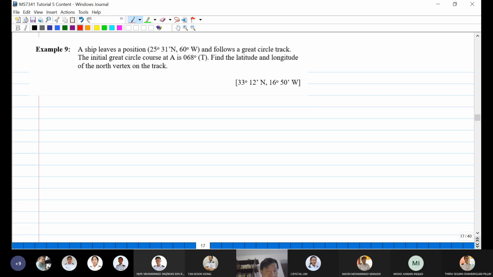Okay, so let's look at the picture. A ship leaves the point 25 degree 31 minutes north, 60 degree west, and follows a great circle track. The initial course is 68 degrees. So what does it mean now? Okay, so let's say you have point A here. You're going to move to another point. The ship is going to move to another point, right? And somewhere here, this is the North Pole, pointing to the North Pole, right? So P is the North Pole.